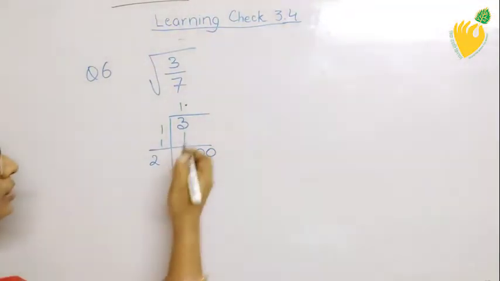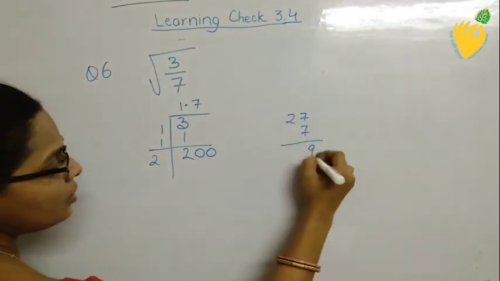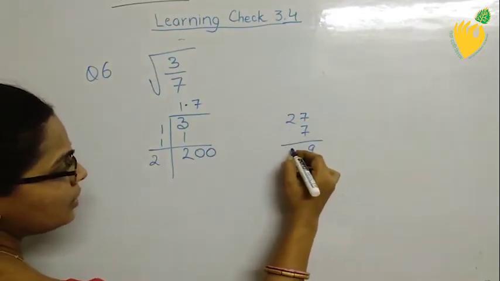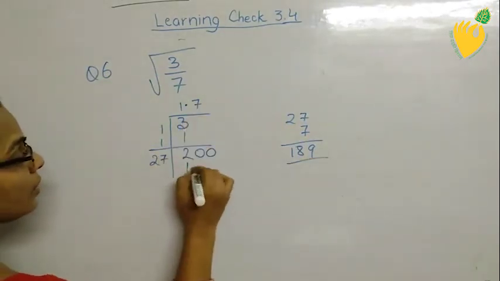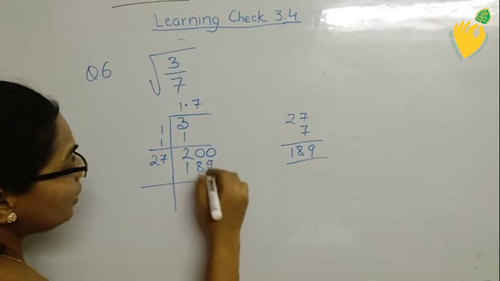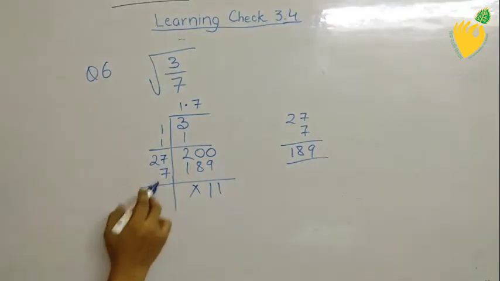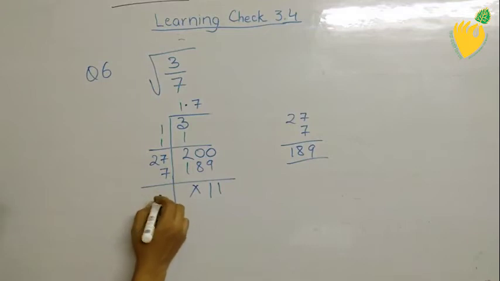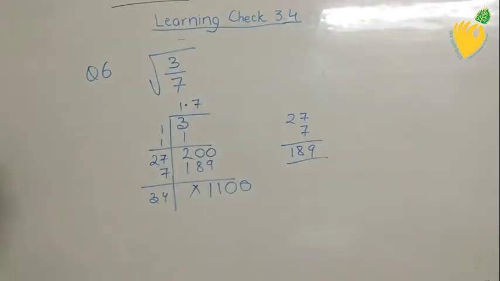Now, how many times will it go, students? I think 7 times. 27 into 7 will be 7 7 is 49, 4 7 is 14, 15, 16, 17, 18, 189. So you will write here 7, 189. It will be 10 minus 9, 1, 9 minus 8 is 1. And you will again add the digit which is at the unit place, that is 7, 7 7 14, and 34. A decimal is already there, you can add 00.